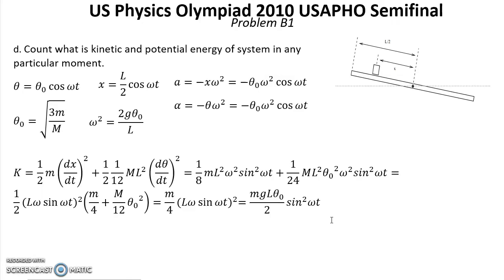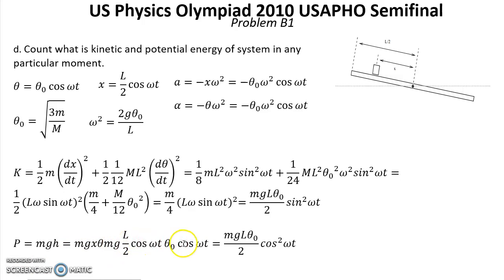Now let's count what is potential energy for the system. That will be just the potential energy of this small block. Potential energy equals mgh, where h approximately equals x multiplied by theta. And we can insert the expressions for x and theta here. That will be this one, and finally we got this one.